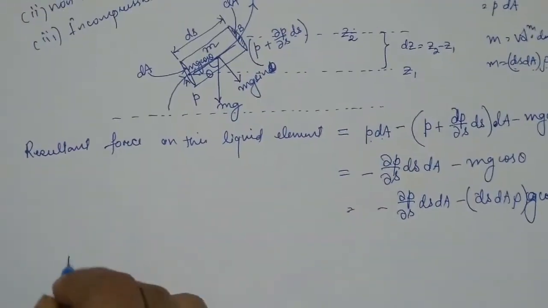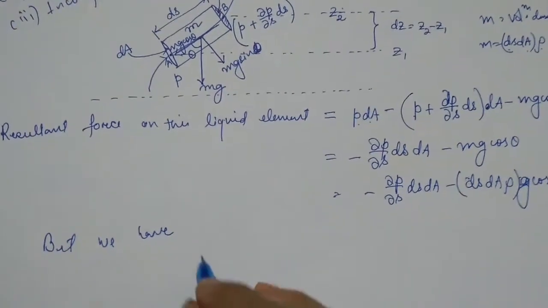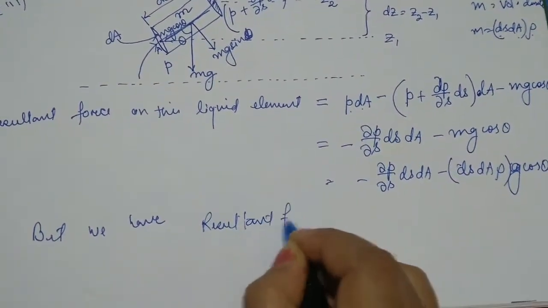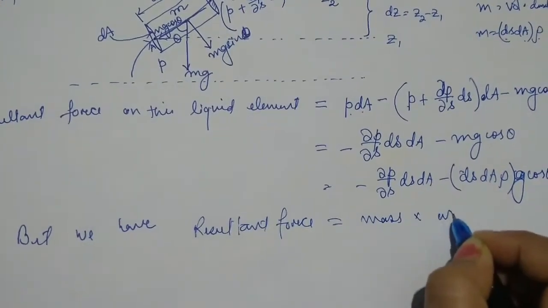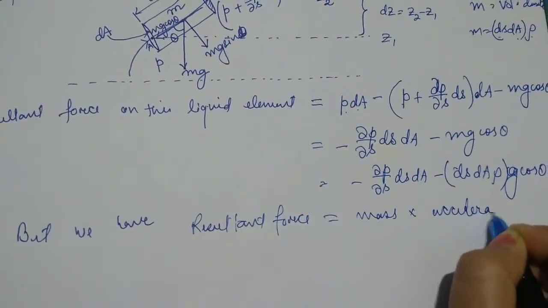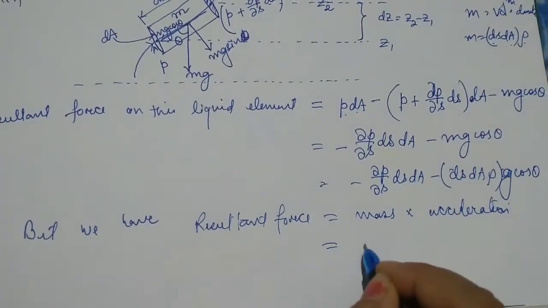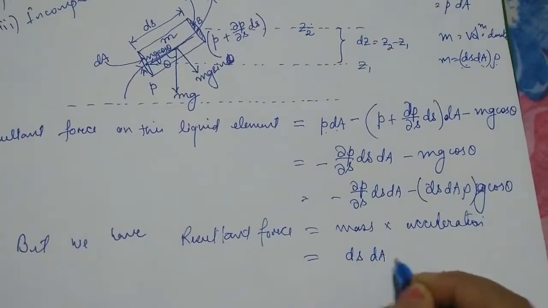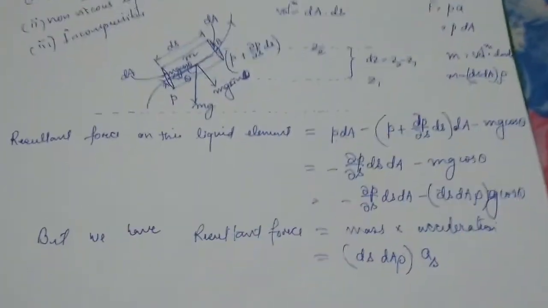But we also have a resultant force. What is the formula for force? Mass into acceleration. Mass is again ds dA rho, and acceleration I will call as.